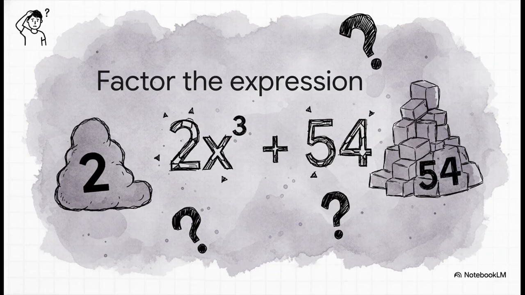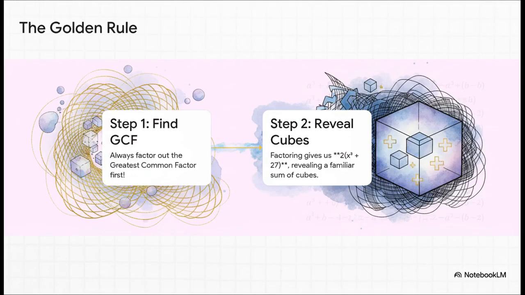Okay, here's a curveball for you. What about 2x cubed plus 54? At first glance, you might think, wait a minute, 2 isn't a perfect cube, and neither is 54. Are we stuck? Nope. This is where the number one golden rule of all factoring comes in. Before you do anything else, you have to look for a greatest common factor, a GCF. And here, both 2 and 54 can be divided by 2.